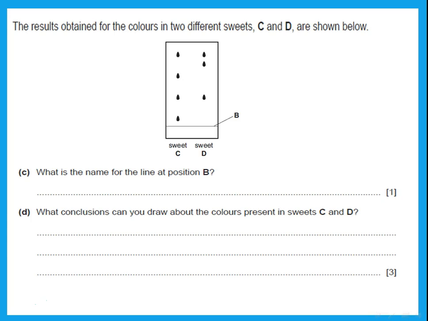What is the name of the line at position B? Do you remember what's the name of the line? It's called baseline or origin line. You can say origin line. What conclusions can you draw about the colors present in sweets C and D?